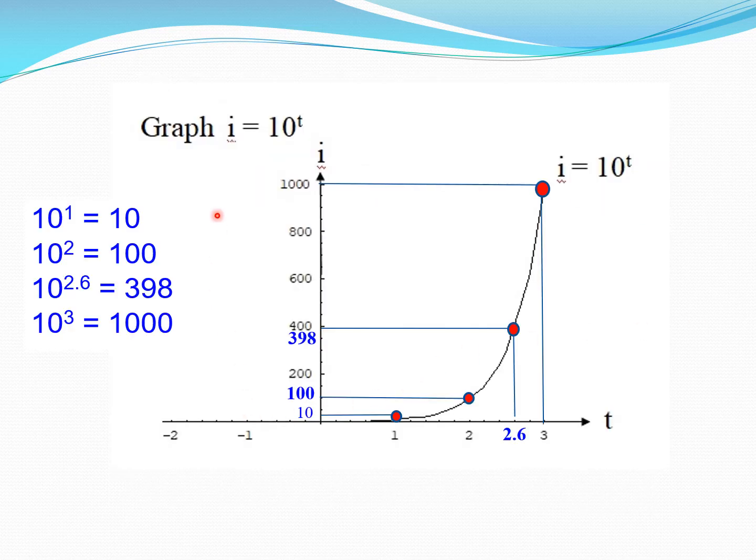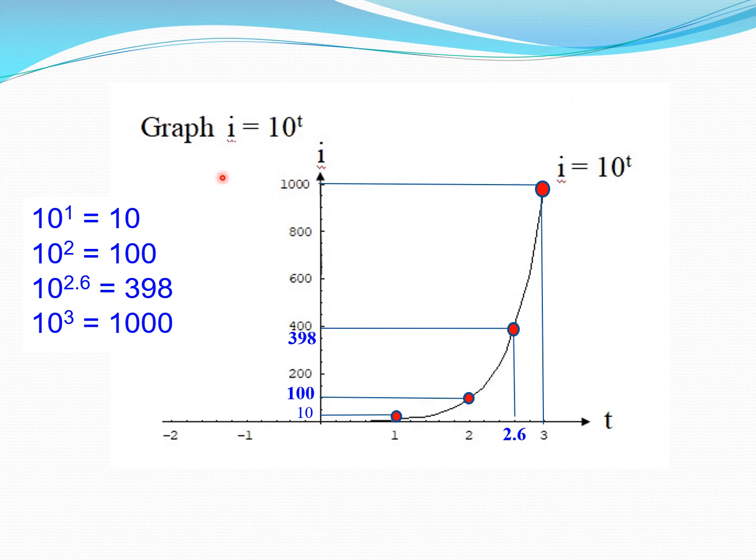In the previous video, where we talked about logging into the powers to the base 10, we saw that the graph of I equals 10 to the power of t was a sharply increasing graph like this. If the time was 1, the current was 10. After 2 seconds, it was 10 to the power of 2, which was 100. After 3 seconds, it was 10 to the power of 3, which was 1000. So this graph is rising very quickly.